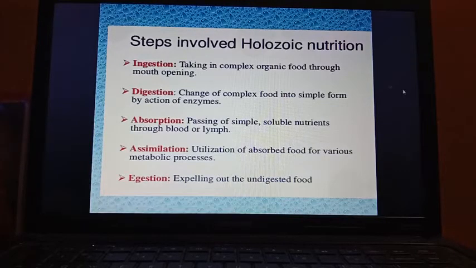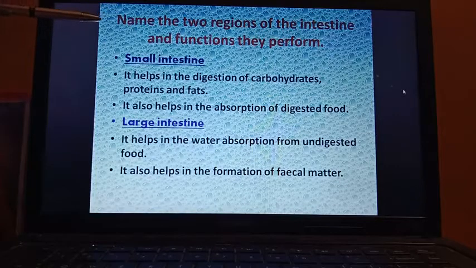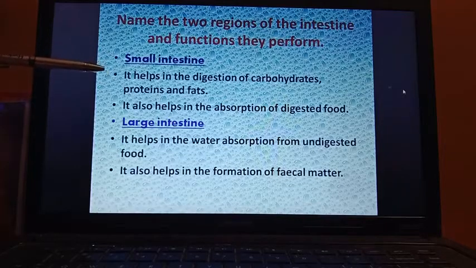Next question is, name the 2 regions of the intestine and the functions they perform. So the 2 regions of the intestine are the small intestine and large intestine. First is small intestine function. It helps in the digestion of carbohydrates, proteins and fats. It also helps in the absorption of digested food.